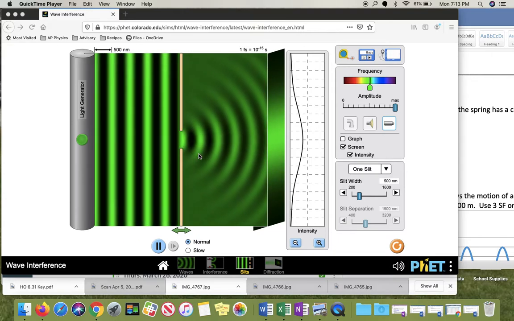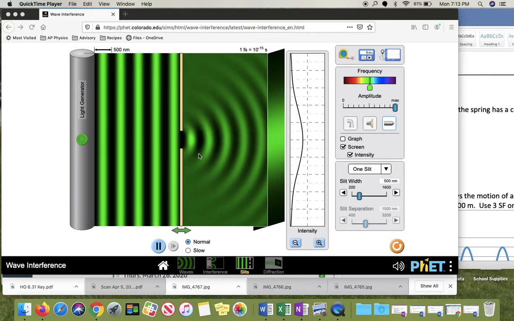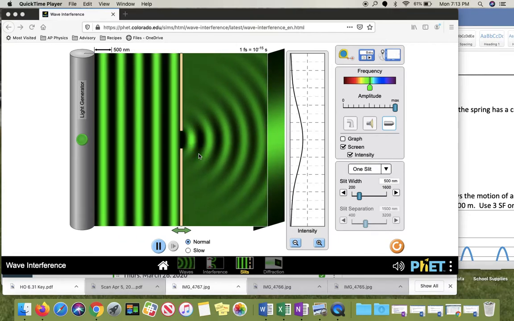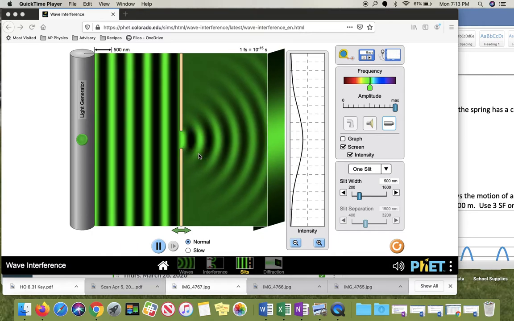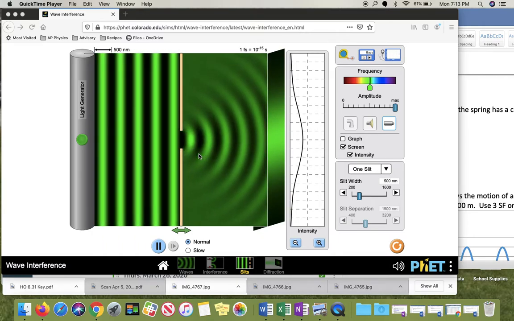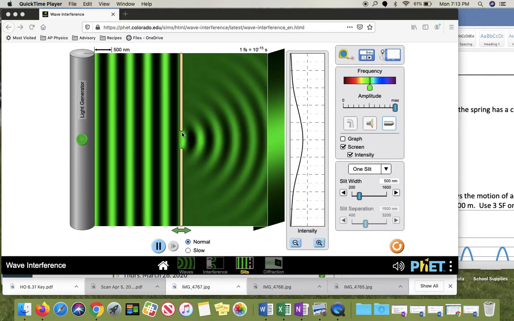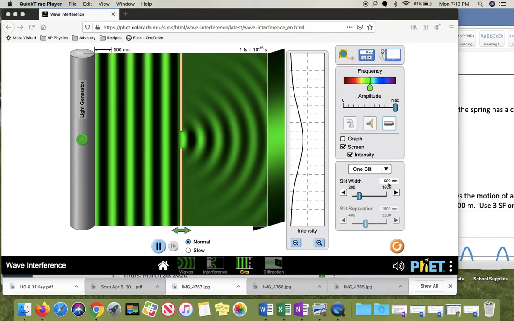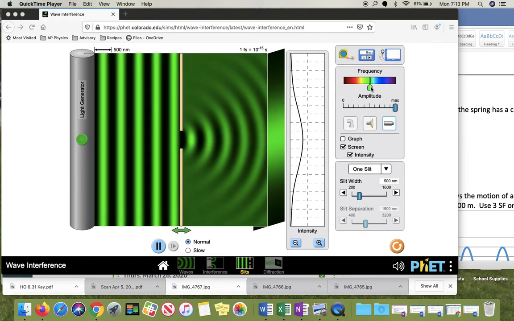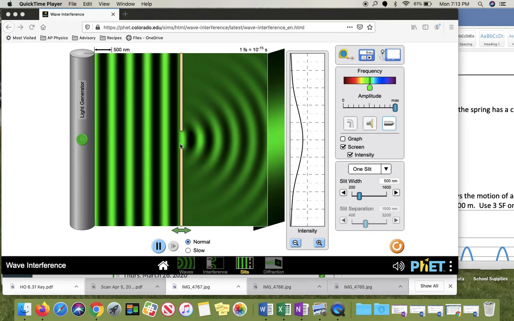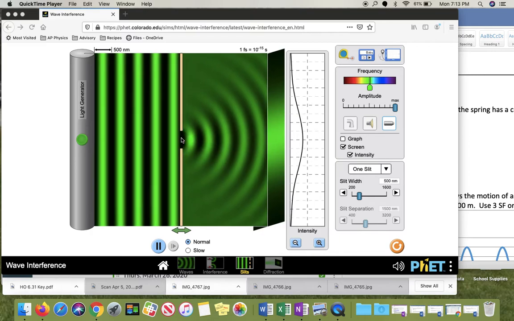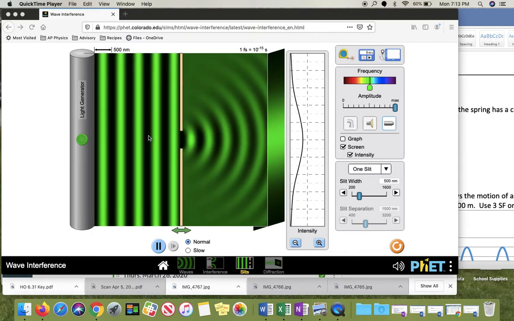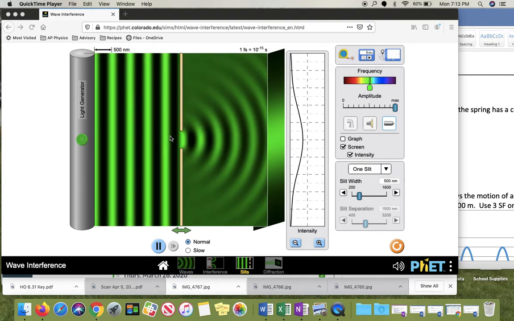So, we've talked about single slit and double slit diffraction over the last couple of videos, and I think the PhET simulation that I'm looking at does a very good job of showing this. We have a single slit here. The slit width is about 500 nanometers, and I have green light going through it. Green light is around 500 nanometers, so the slit width opening is approximately the wavelength of the light that's incident upon it.